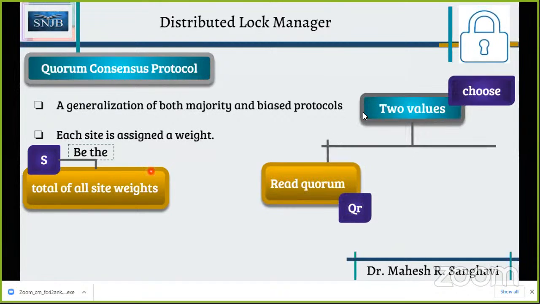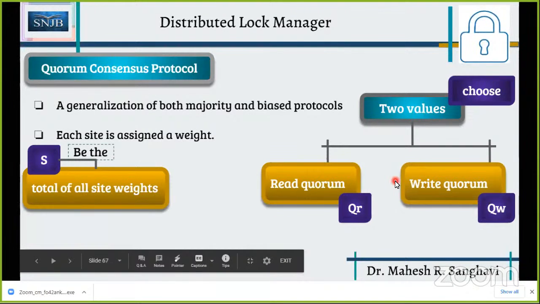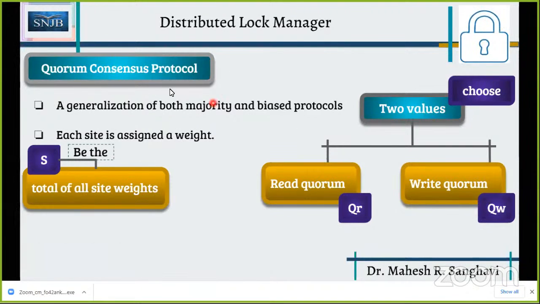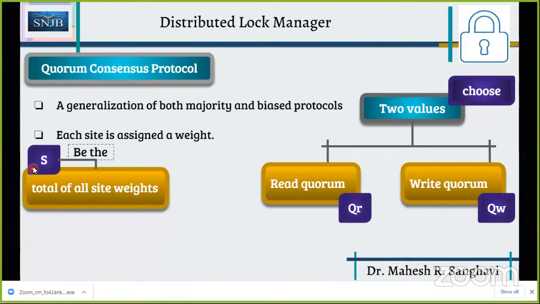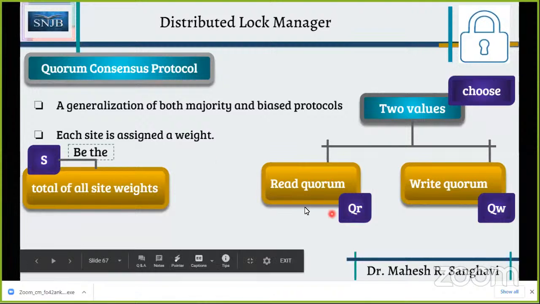Now the next part, we have to choose two values. One is the read quorum, that is QR, and the write quorum, that is QW. So here it is quorum consensus. We have to choose one value for read quorum and another value for write quorum, that is QR and QW. I'll again repeat that S will be the total weight of all the sites, QR will be the read quorum, and QW will be the write quorum. So these are the three total values that we need to understand.